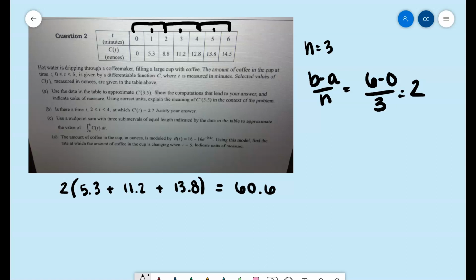So use the midpoint sum with 3 subintervals of equal length indicated by the data in the table. And now it says to approximate the value of the integral from 0 to 6 of c of t dt. So the approximation would be 60.6. And then because it represents the area under the curve, that would mean that this is in ounces.